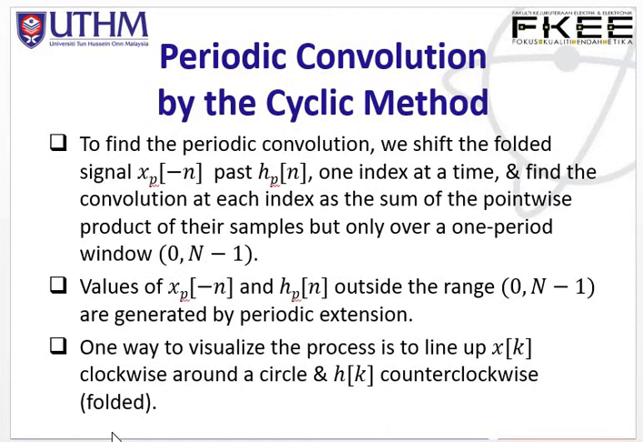Another method of periodic convolution is the cyclic method. In order to use the cyclic method, you shift the folded signal x(-n) past the h(n), one index at a time, and find the convolution at each index as the sum of the pointwise product of their samples, but only over one period window. Values of xp and hp outside the range are generated by periodic extension.